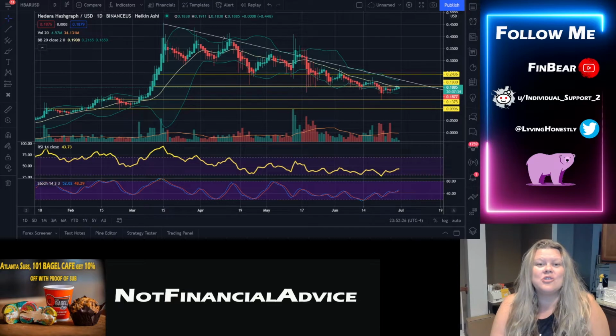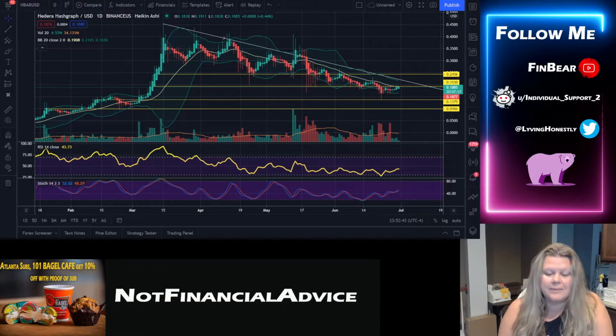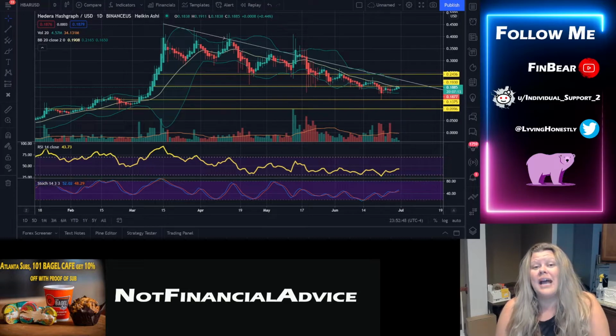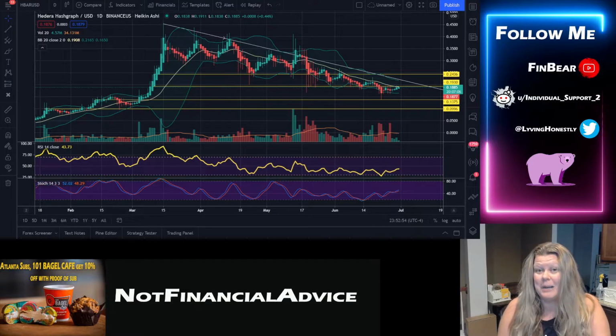Tonight is June 29th. It's a Tuesday, and we are going over Hedera Hashgraph, also known as HBar. This chart is HBar/USD on the Binance US exchange. Always make sure you're looking at the right exchange when you are comparing. Make sure that it's on the exchange that you currently have your asset on. That way you get the most accurate information because some exchanges do report different numbers. So that's very, very important.